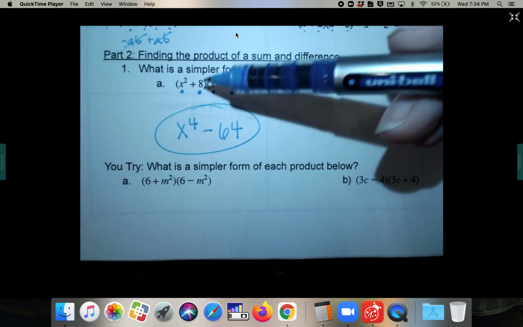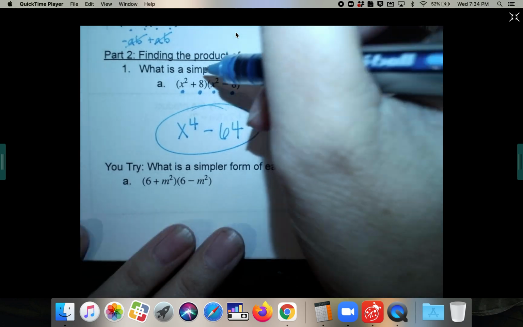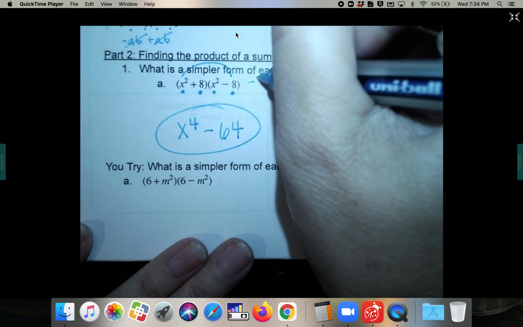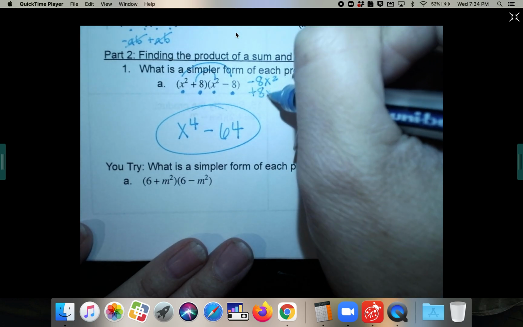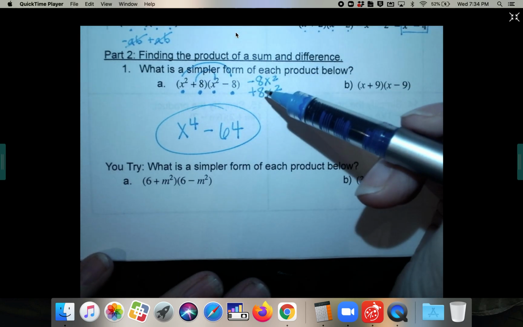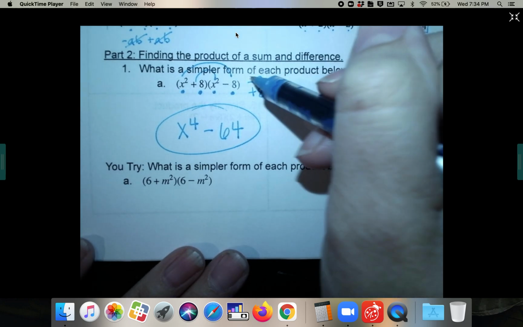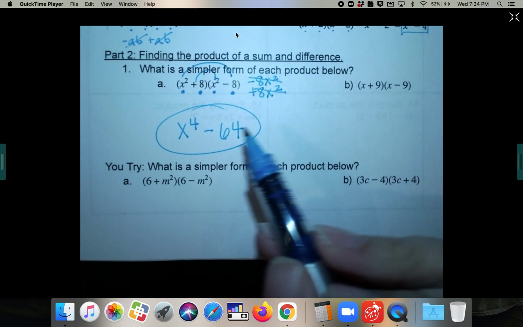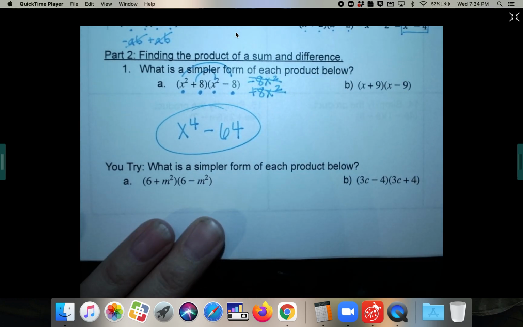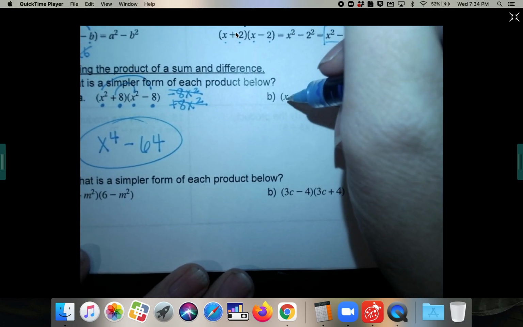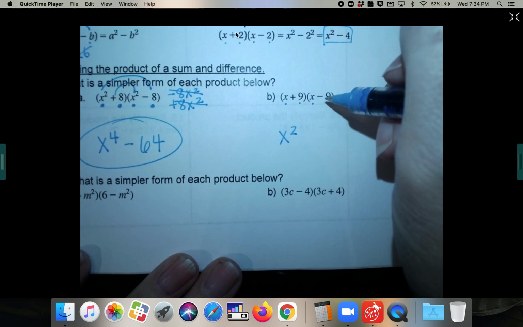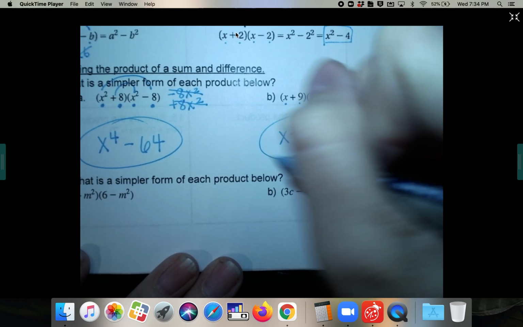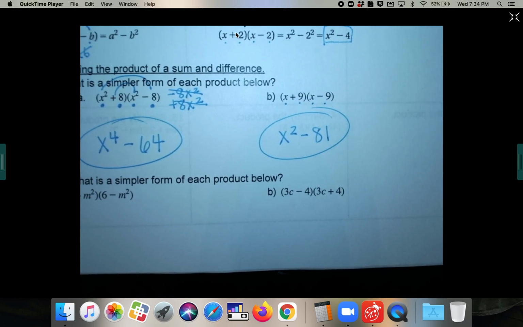If you were to box method or FOIL, your outside terms would be negative 8x squared and inside term would be positive 8x squared. And a negative 8x squared plus a positive 8x squared is 0. They cancel out, which is why all we have is the first and the last. All right, so first and the last again. So x squared minus 81. It's super cool if you know some of these shortcuts.